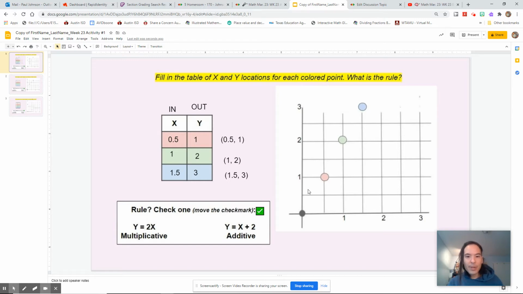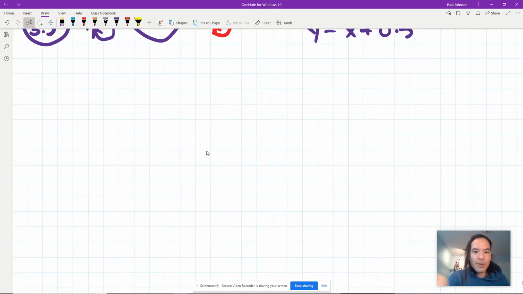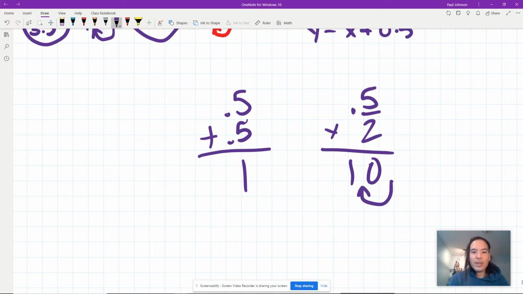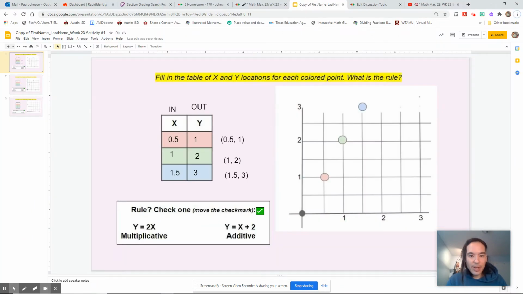Okay. So is this an additive rule or a multiplicative rule? Let's figure it out. 5/10 turns into 1. Either we can multiply by 2 or we can add 5/10. Because 5/10 plus 5/10 is 1, or 5/10 times 2: 2 times 5 is 10, we have one decimal place, is 1. So our rule can either be add 5/10 or multiply times 2.